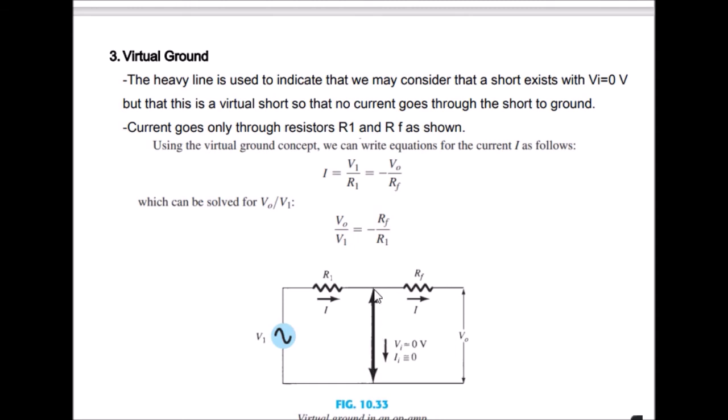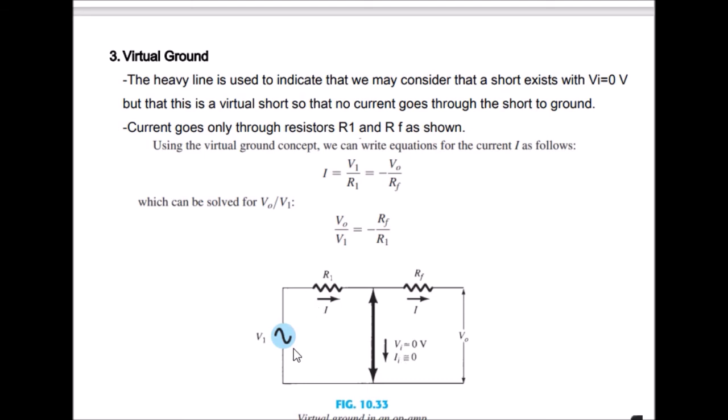We can just assume na may short dito, so ibig sabihin walang voltage dito. But 'di ba pag walang voltage sometimes meron namang current, possible naman 'di ba? Pero this is just virtual, class. Ibig sabihin hindi talaga siya short, as if short lang. Okay? And since virtual ground lang siya, possible wala din pong current na dumadaloy dito. Sabi sa virtual ground concept, itong point from here to here, zero yung voltage, yung current is also zero.